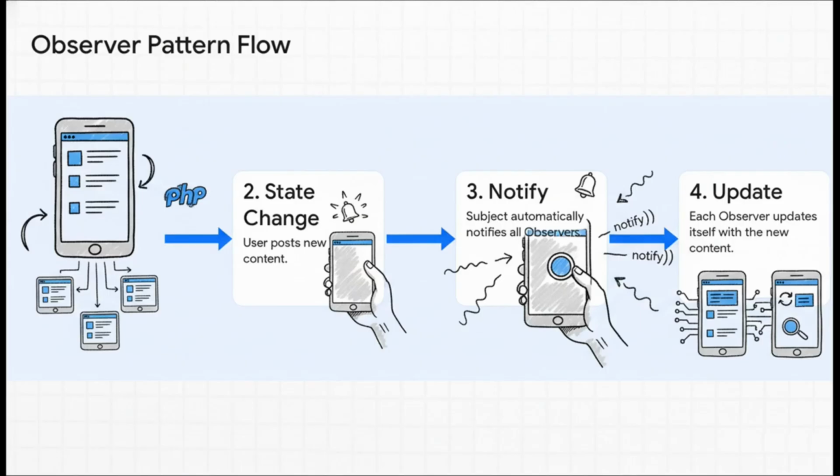Here's how it breaks down. Step 1. The user's feed is our subject, and it keeps a list of its observers, the followers' feeds. Step 2, the user posts something new, which changes the state of the subject. Step 3, the subject just loops through its list and shouts "notify" at every observer. And Step 4, each follower's feed hears that notification and runs its own update method to grab the new content. It's a beautifully simple and decoupled system.